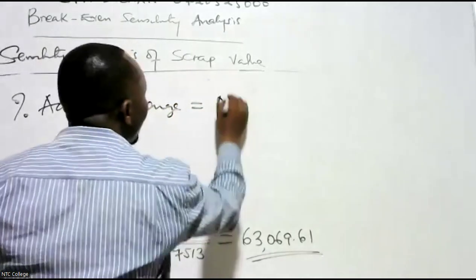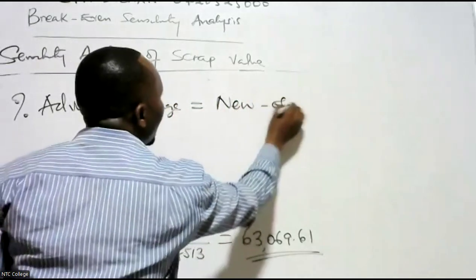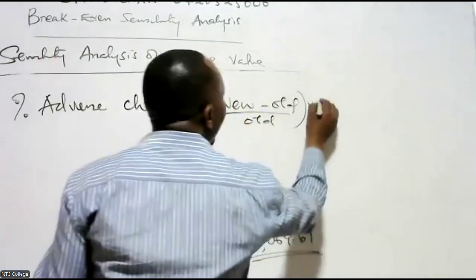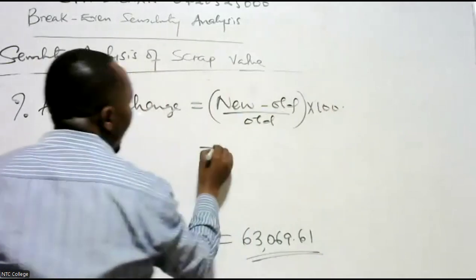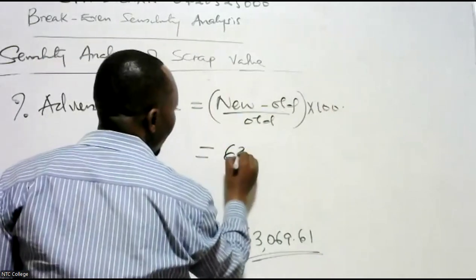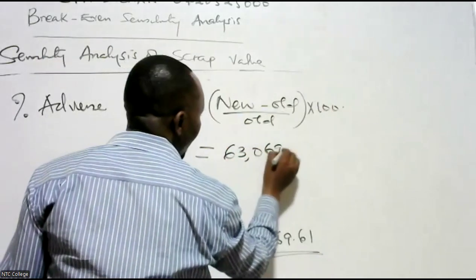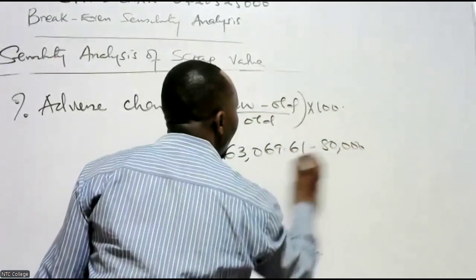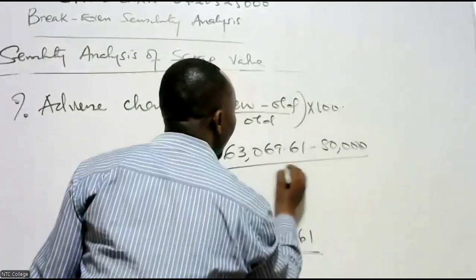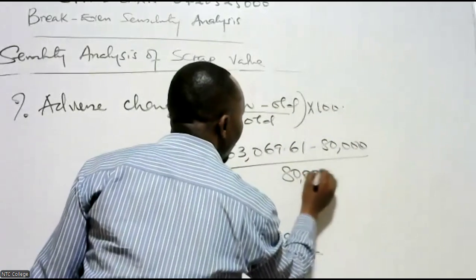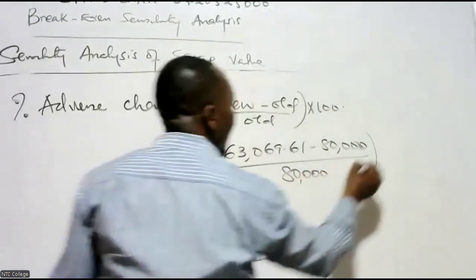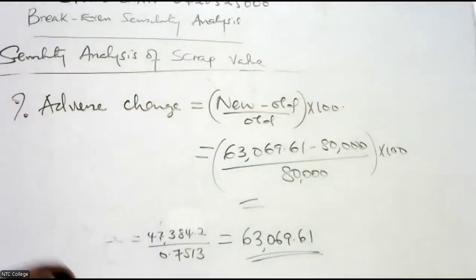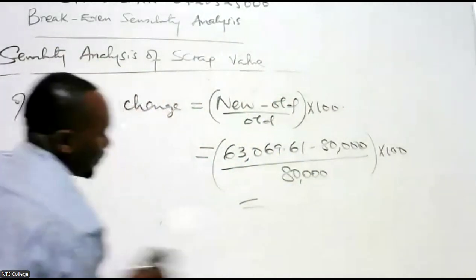is equal to new minus old, all over old, times 100, right? So we're having here new, 63,069.61 minus 80,000 all over 80,000. All this times 100, right? What is your calculator saying? What percentage?